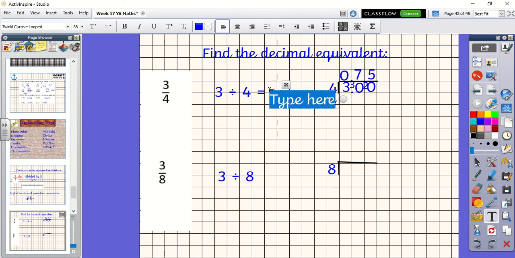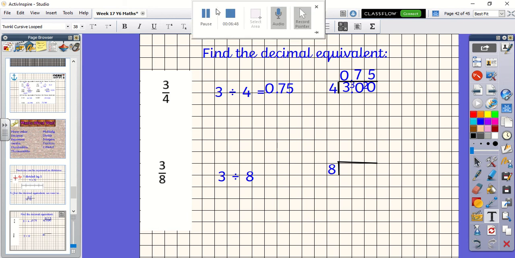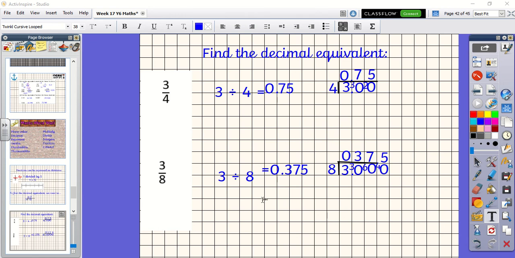So 3 divided by 4 as a decimal. So 3/4 as a decimal is 0.75. Okay, so I want you to have a go at this one here for me using the bus stop method. Pause the video here and then unpause it when you're ready with your answer. Okay then, so you should have got 0.375 as your answer, and there is the working out to support that.